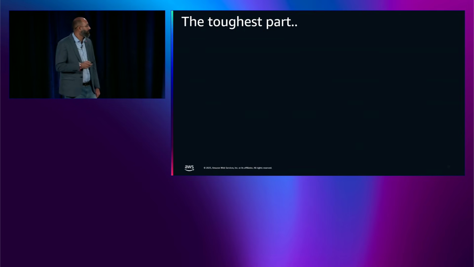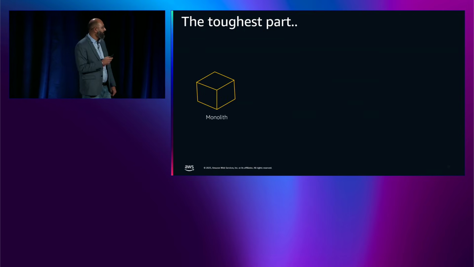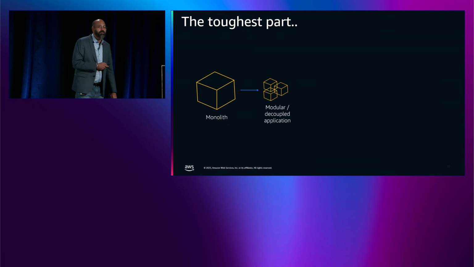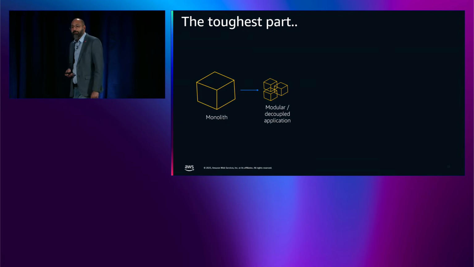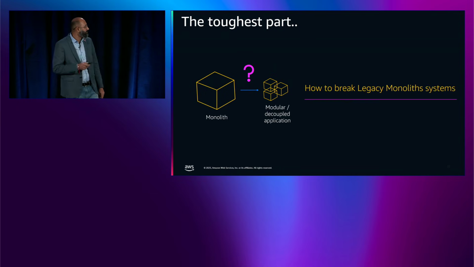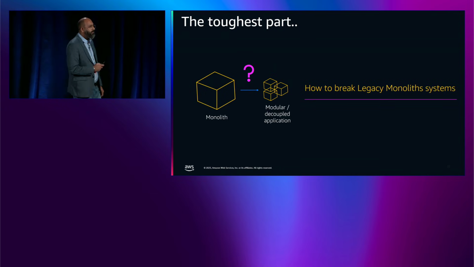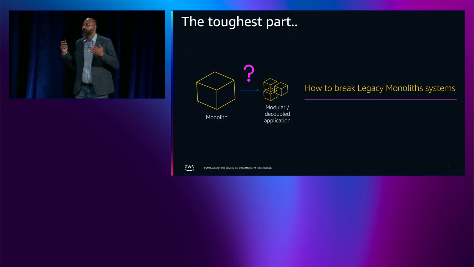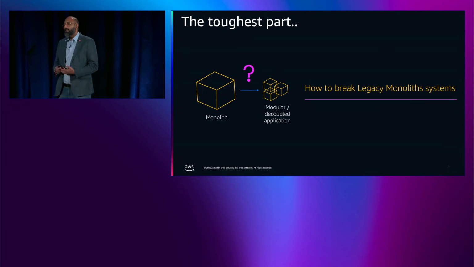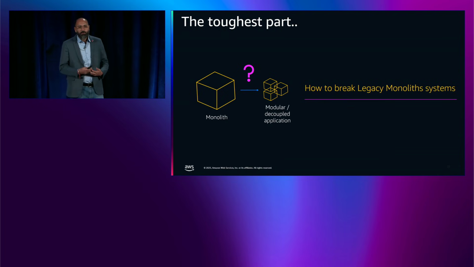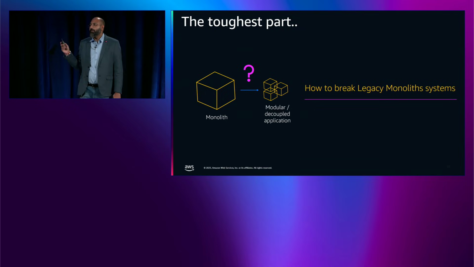And trust me, folks, this is the toughest part. How do we break a monolithic application into a more modular, decoupled application, right? So how do we break it? There are different ways in which we have observed application teams and application owners try to decompose the existing monolithic application into a more decoupled microservices-based architecture, and they fall into different pitfalls.